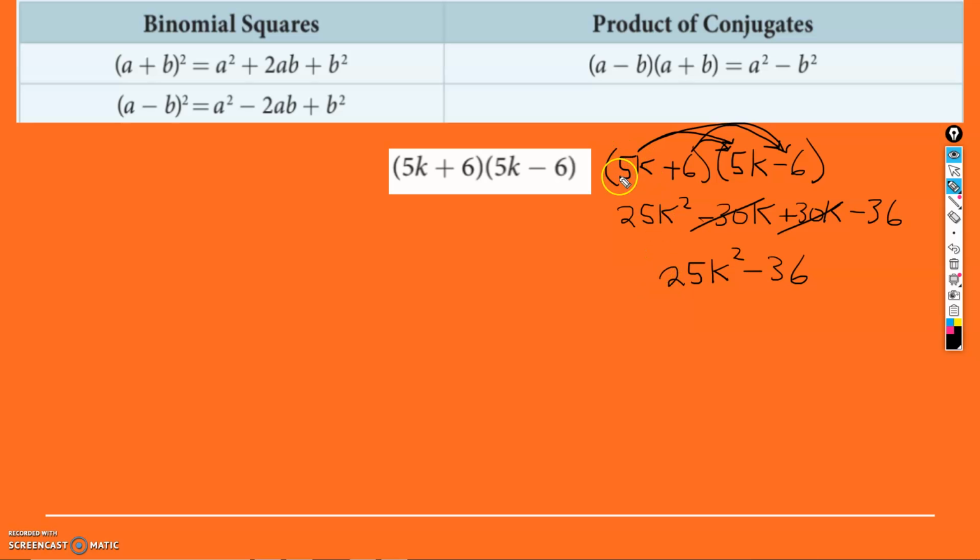Notice that's exactly 5k squared and 6 squared with a minus sign in the middle. That's where the formula comes from: the conjugates are going to cancel each other out for the middle term. If we use our formula, our a in this case would be 5k, the first term, and b, the second term, would be 6. According to the formula, I take the first term and square it, 5k squared, so square each piece. Then I put a minus sign in the middle, and take the b term and square that: 36. There you go. a squared minus b squared.